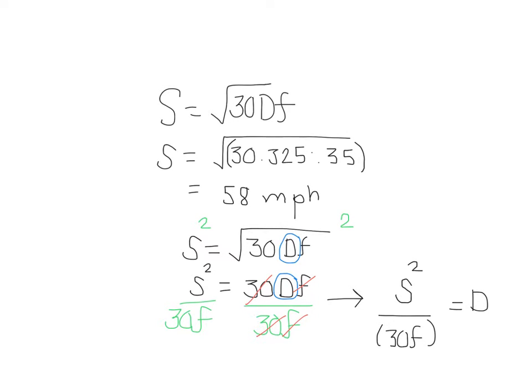So if a car was traveling, for instance, at 60 miles per hour on the highway, under conditions that produced a coefficient of friction such as 0.35, we could substitute 60 in for S, 0.35 in for F, and find the approximate distance that needs to remain between that car and the car in front of it.